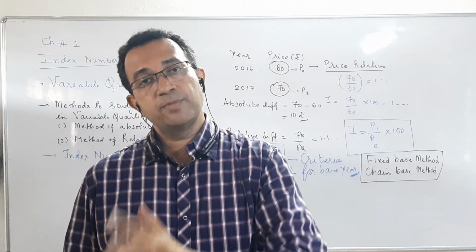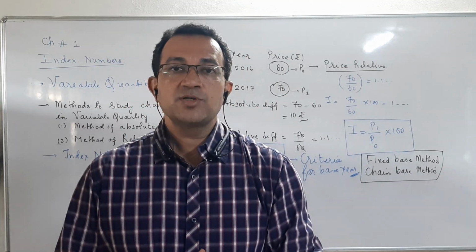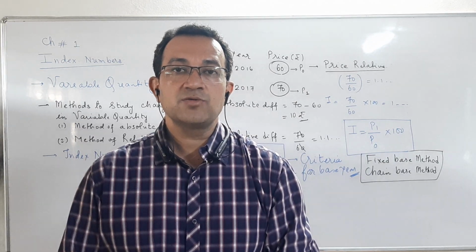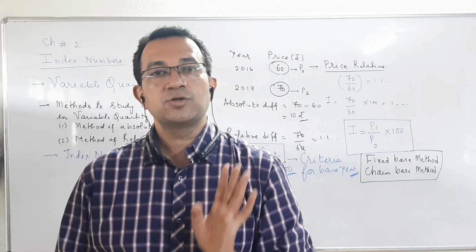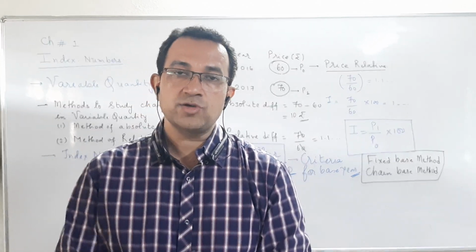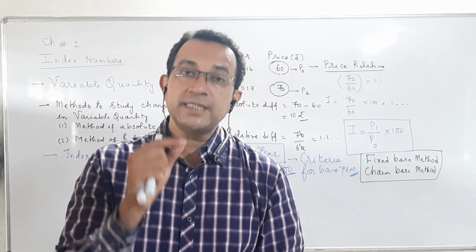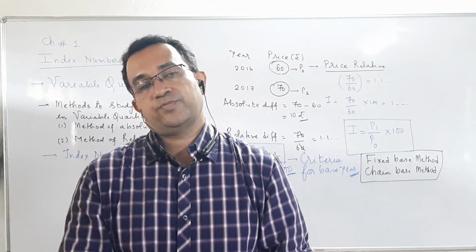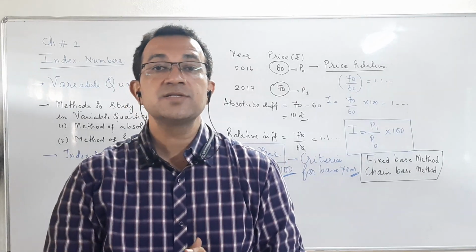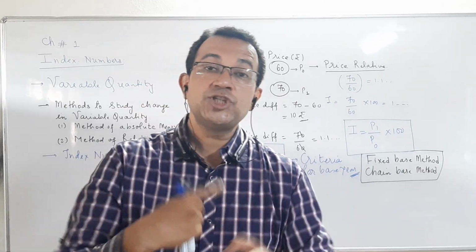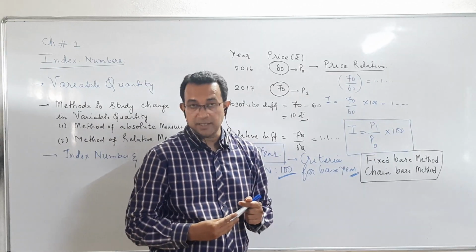In fixed base method, always the base year remains fixed. Suppose I am finding index number from 2011 to 2018, and I take 2010 as base year. So every time the value of 2010 will be P0, and every time the current year's value will be taken as P1. And chain based method, suppose I am finding index number from 11 to 18.